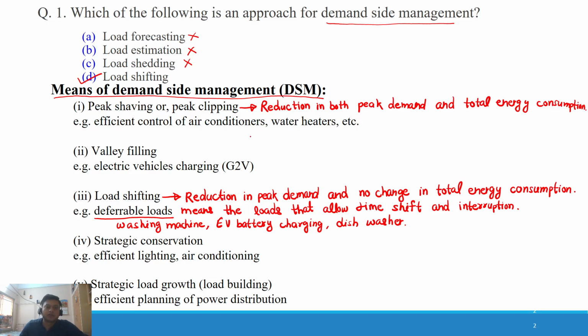Whatever loads are operating at peak hours, we have to control at that time so that it reduces the peak demand. Examples for peak saving and peak clipping are efficient control of air conditioners, water heaters, etc.